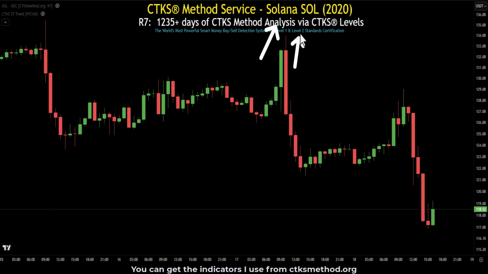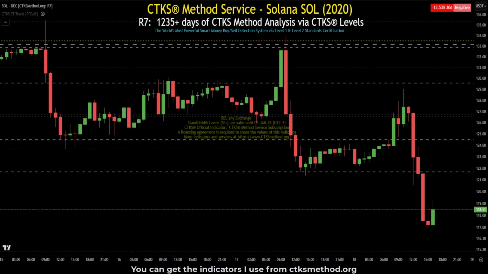Now, let's have a look at Solana. So we know that Bitcoin has got a lot of structure. We know total crypto market cap is weak. Therefore, the alts are very weak at the current time. Now, what about the structure in terms of Solana? Let's throw that on again. Level 1 and Level 2 standard certification.